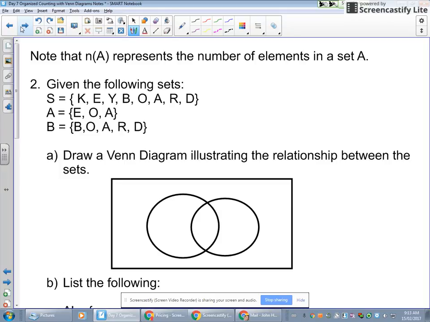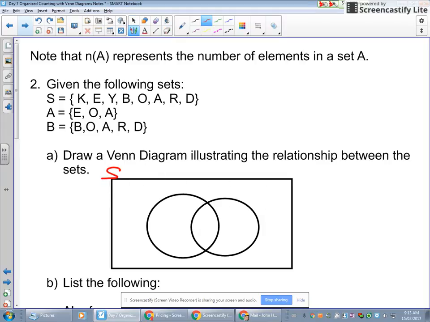So given the following sets, S spells the word keyboard, A is E, O, and A, and B is the word board. Draw a Venn diagram illustrating the relationship between the sets. So again, S is our universal set. We'll take A and B here. It's going to be a little bit confusing. Let me do this differently.